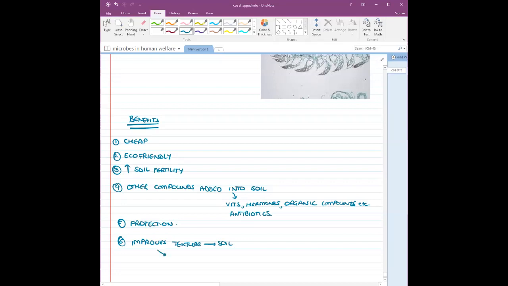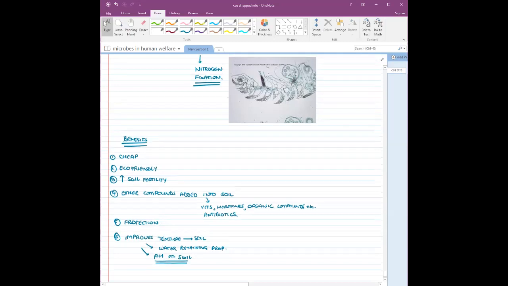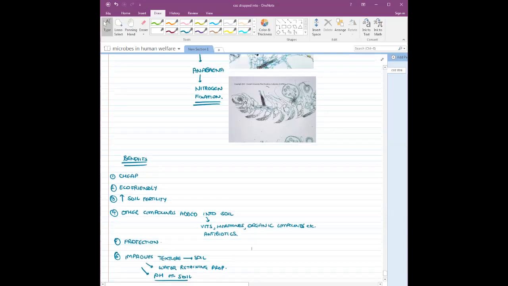The water retaining properties of the soil, and at the same time, this is also going to improve the pH of the soil. So it is not going to adversely affect, but it is going to improve the pH of the soil, and try to adjust it so that the plants can grow in a better manner. So these are some of the benefits of your biofertilizers. So guys, this is what we needed to know with regards to your entire chapter, Microbes in Human Welfare.